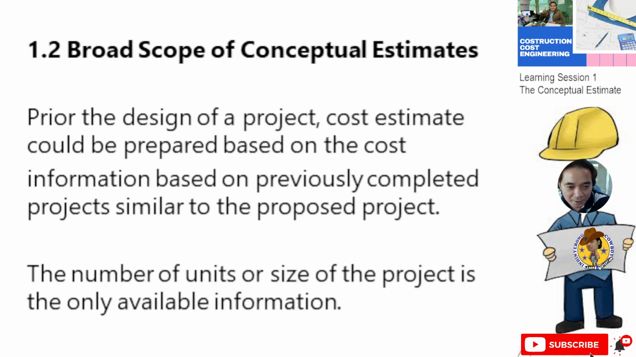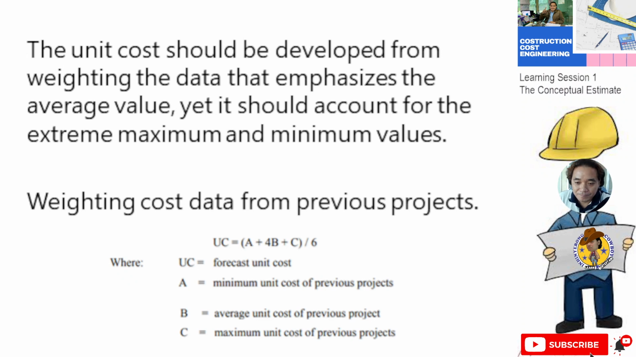So we have 1.2 of this learning session, the broad scope of conceptual estimates. Prior to the design of a project, a cost estimate could be prepared based on the cost information on previously completed projects similar to the proposed project. The number of units or size of the project is the only available information. Then the unit cost should be developed from weighing the data that emphasizes the average value. It should account for the extreme maximum and minimum values.